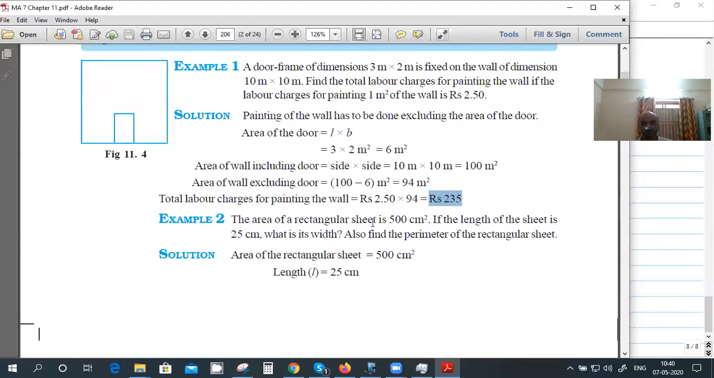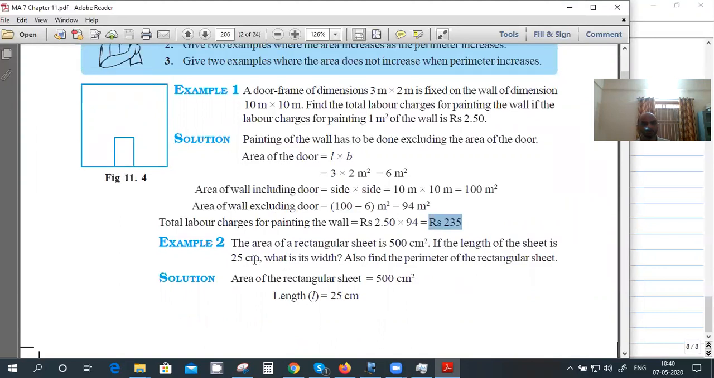A rectangle sheet. If I say the length of the sheet is 25, what is its width? Also find the width. Can you read this second one? Area of rectangle sheet is this much. Length is given. How do you find width? Don't do the calculation, just tell me how to do it. Area is given. Length is given, right? Yes, sir. From that, how do you find width?